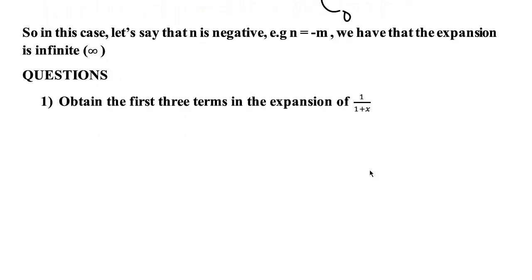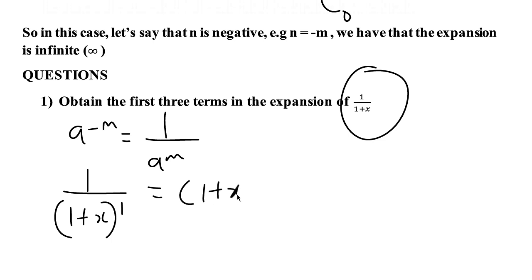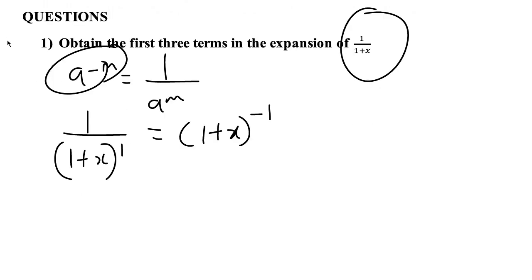So in this case it says obtain the first three terms in the expansion of 1 over 1 plus x. Applying what I just said, I said that a to the power negative m is equal to what? 1 over a to the m. So in this case, it's expressed in the form of 1 over a to the m. So it's actually 1 over 1 plus x to the power 1, which is equal to 1 plus x to the power what? Negative 1, according to what is here. You get? So 1 plus x to the power negative 1. Then applying the principles, what are we going to have?